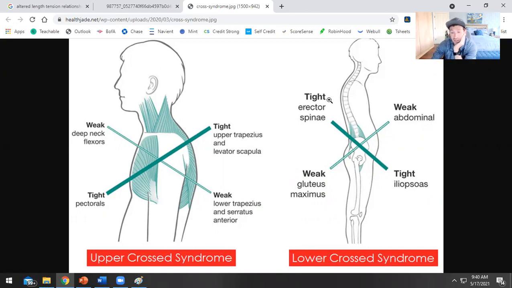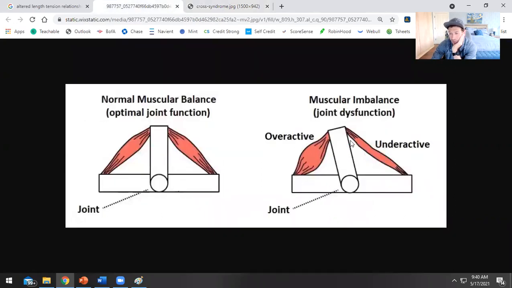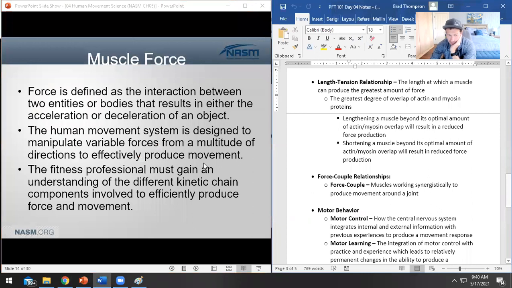Or let's say it's right here, right? If my low back is really tight and my abs are weak, right? Tight low back, weak abdominals, messed up joint action, right? So that's sort of what we're looking at when we're looking at these things.